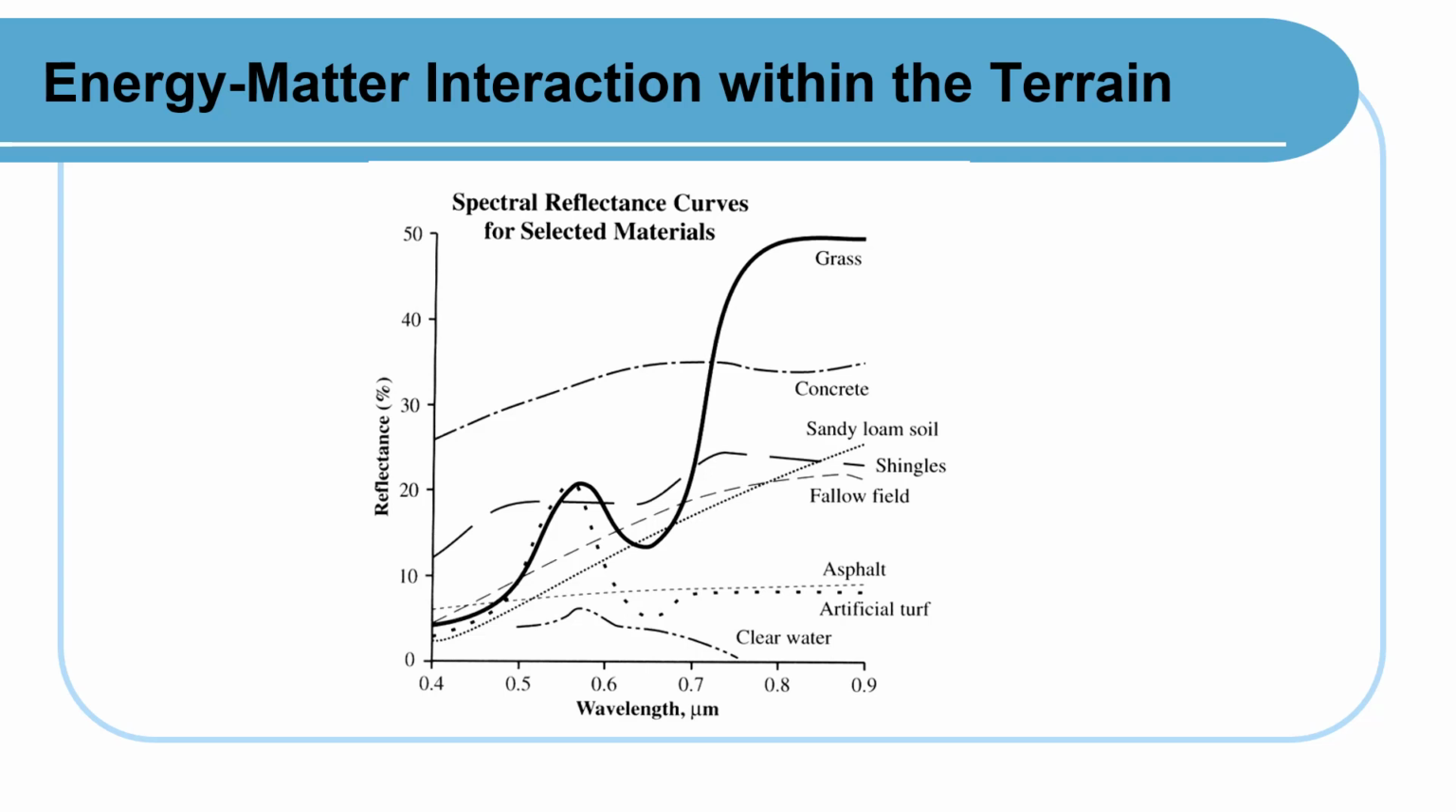What I want you to look at is that clear water is the lowest curve that is shown here. Again, water is a very strong absorber, so it's absorbing most of the energy. Asphalt is more absorptive than concrete. So think about, what color is asphalt usually? It's black, and it's a very dark color. It absorbs a lot of energy, whereas concrete is usually a whiter or gray color, and so it's more reflective.